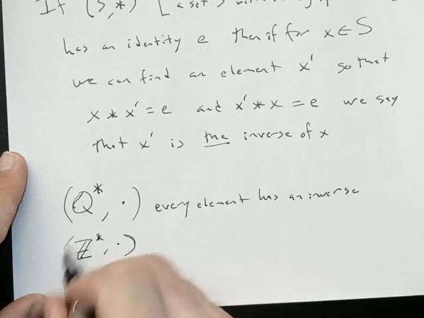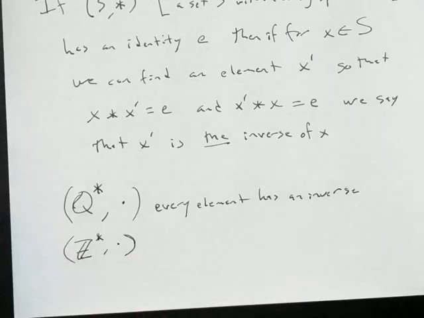If I think of the integers under multiplication, not 0, so I put the star up there. Star means not 0. Then there are only 2 numbers that have an inverse. What is the identity in the integers for multiplying? 1. If I take 1, I can multiply by 1 and get 1. If I take -1, I multiply by -1 and get 1. So there are some elements that have inverses, but most of them don't.